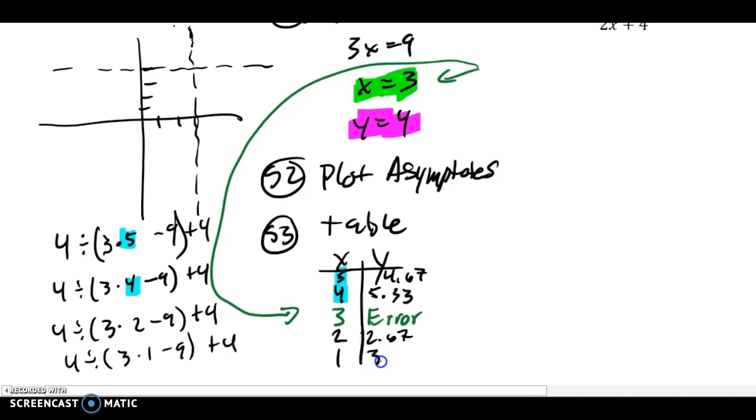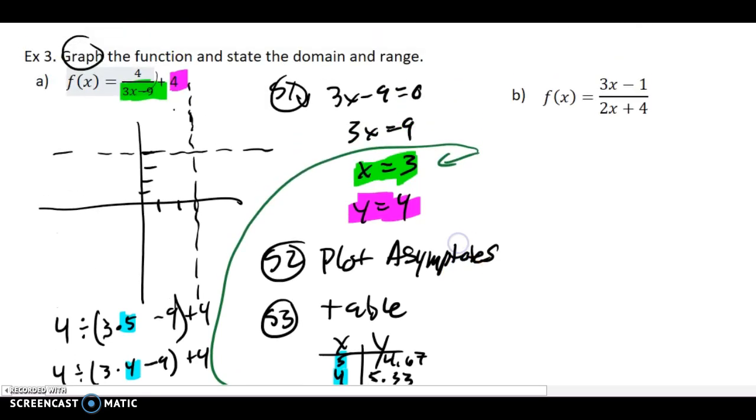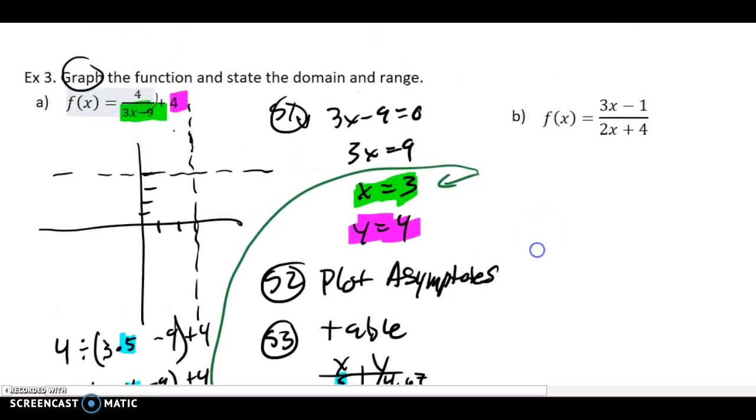And I get 3.33 repeating. So notice what I did there. I plugged those in, and that's how we put this in the calculator. Okay? Now we're going to plot the points and draw our shape.